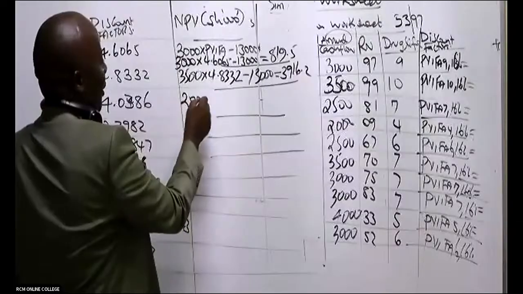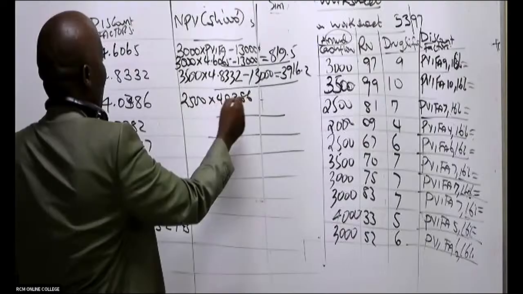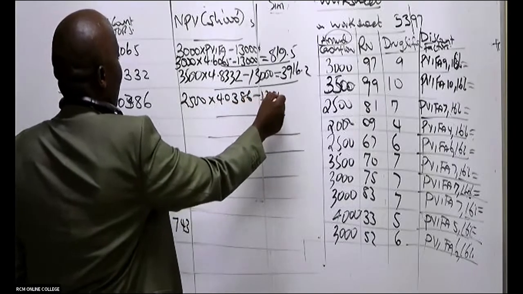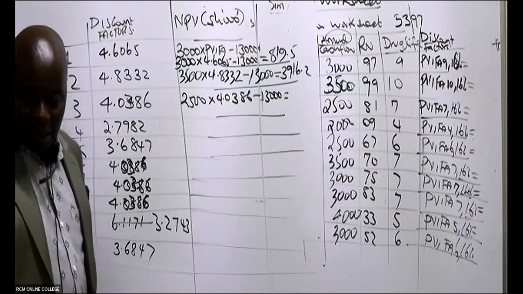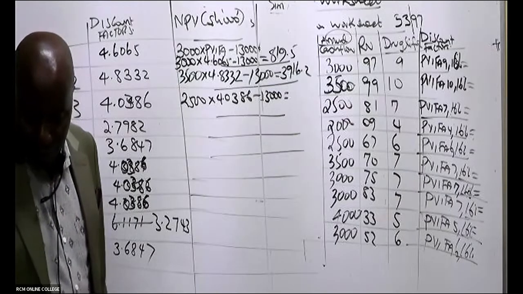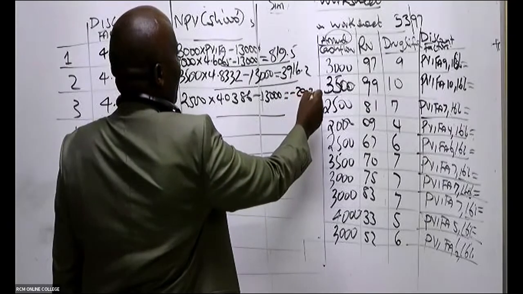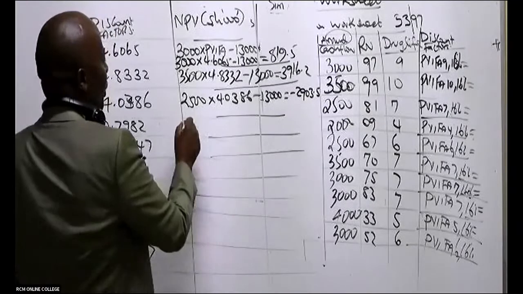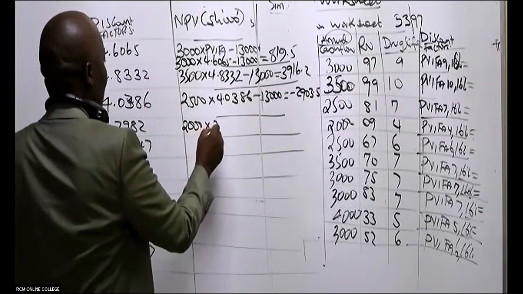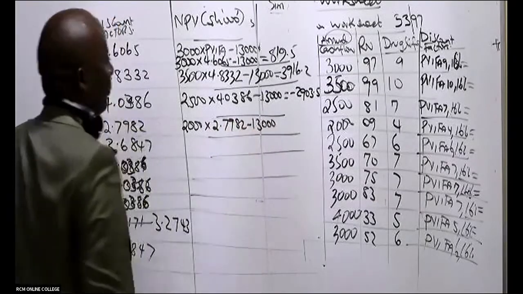So 2,500 times 4.386 minus 13,000, which will end up giving us what figure? The third one. How I wish I had a ninja who can just give me all the numbers. So according to Lincoln, it's minus 2903.5. All right, so we're almost there. The next one is a cash flow of 2,000 times 2.7982 minus that 13,000.